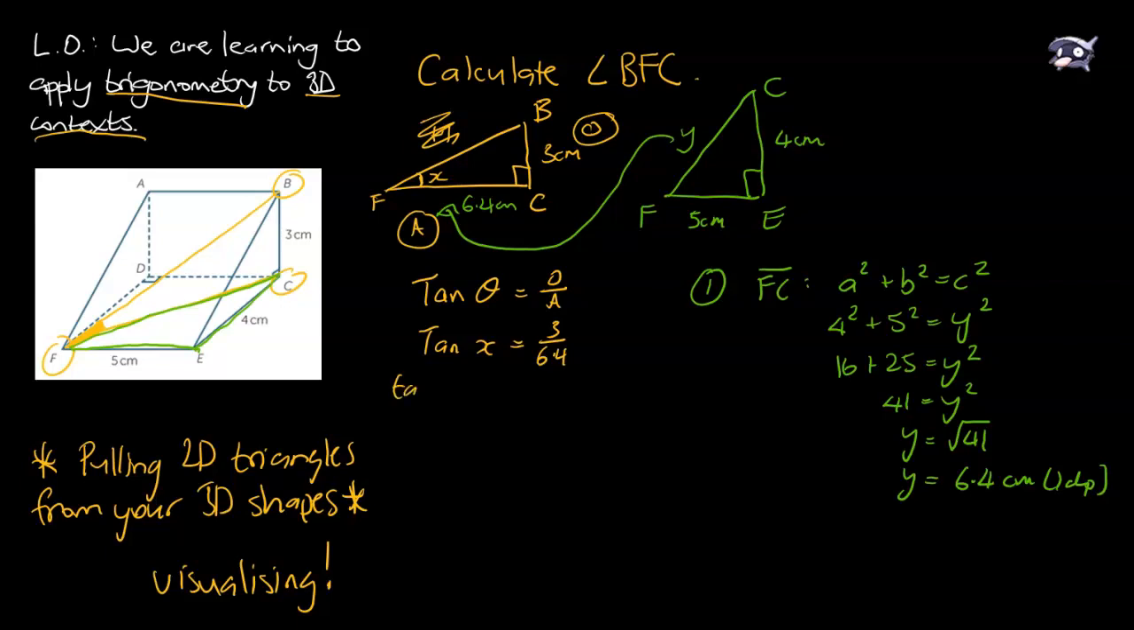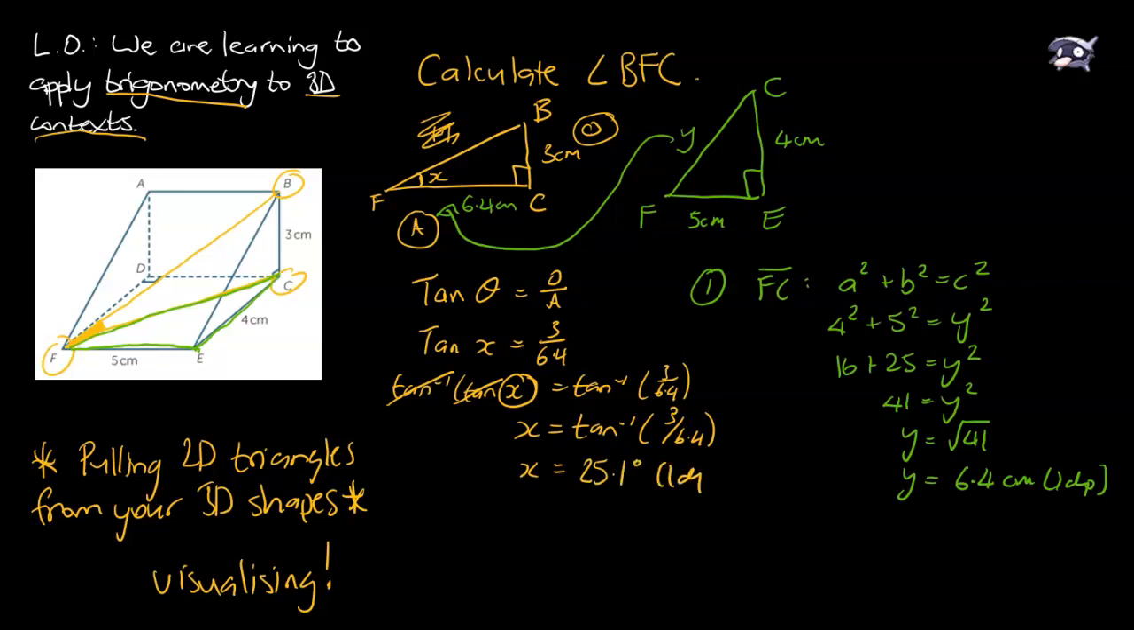We're then going to inverse tan both sides to be able to cancel out the tans. Now, those two tans cancel each other out, leaving the x by itself. So x will be equal to tan⁻¹ of 3 over 6.4. And again, we'll get into our calculator. Make sure your calculator's in the right setting. Make sure it's in degrees. So tan⁻¹ of 3 divided by 6.4. Pop that in, and I'm going to get 25.1 degrees. And again, I've rounded that to 1 decimal point.